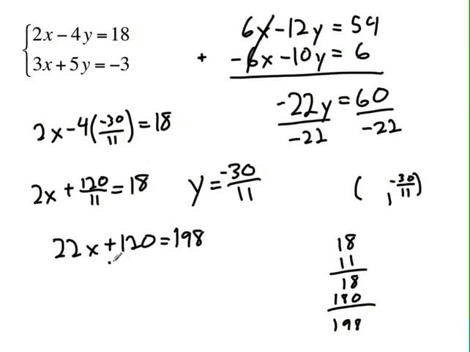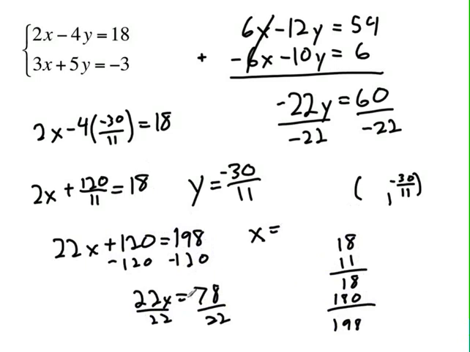And so if I subtract 120 from both sides, we should end up getting 22x equals, now if I subtract that, we're going to get 78. Divide by 22 on both sides, and then you end up getting x equals, now if we divide both of these by 2, and if you don't remember how to do 78 divided by 2, it's just 2 goes into 7 3 times, which gives me a remainder of 1.